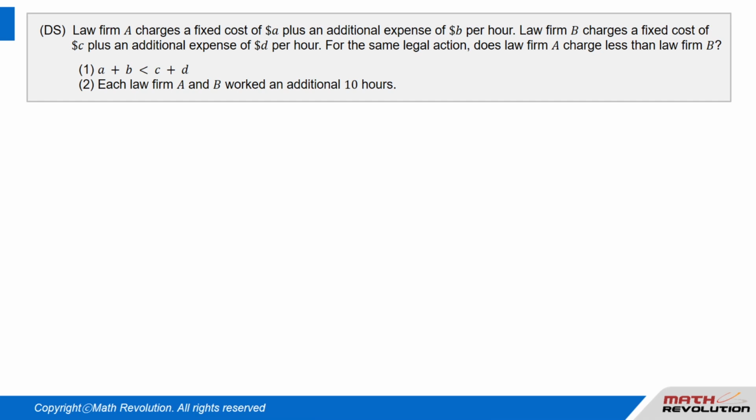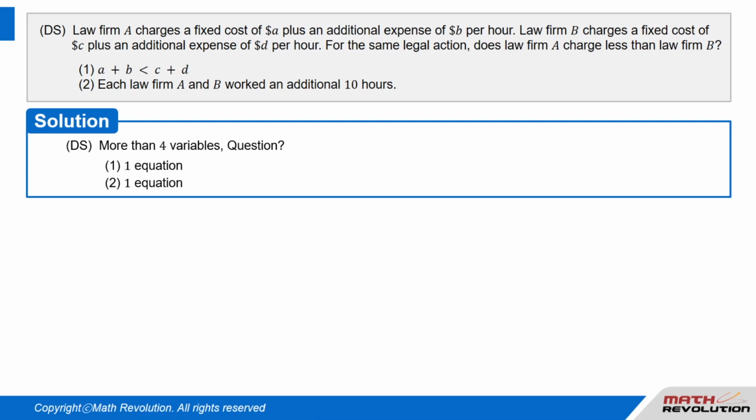Condition 1. A plus B is less than C plus D. Condition 2. Each law firm A and B worked an additional 10 hours. Solution. Now we will solve this DS question using the variable approach.